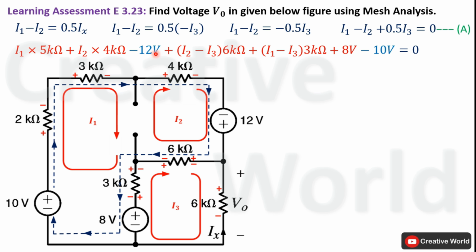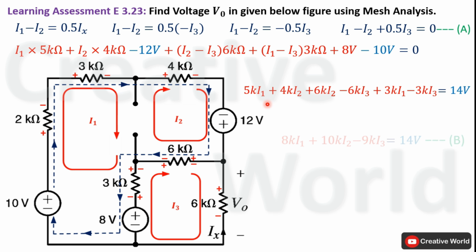And place this minus 14 volt on the other hand side of equal to separate it from variables. So the equation will become 5k I1 plus 4k I2. Here brackets are opened. This 6 kilo ohm is multiplied with variables inside the brackets. 6k I2 minus 6k I3 plus 3k I1 minus 3k I3 equal to 14 volt. Add values having same variables together. The equation will become 8k I1 plus 10k I2 minus 9k I3 equal to 14 volt. It is the second mesh current equation of this network.